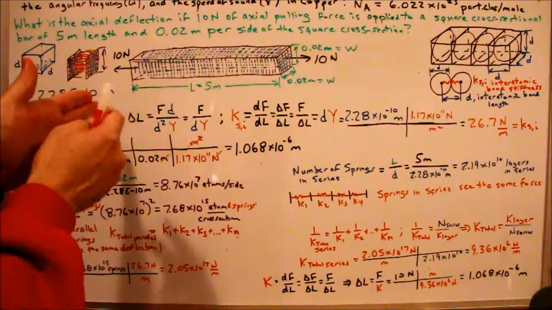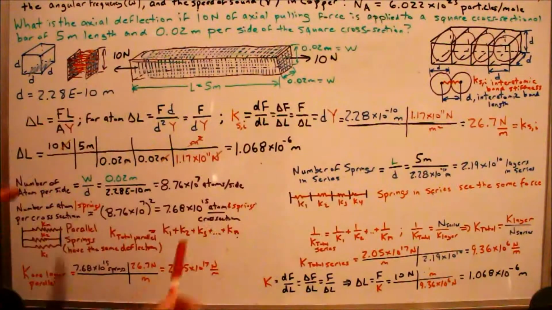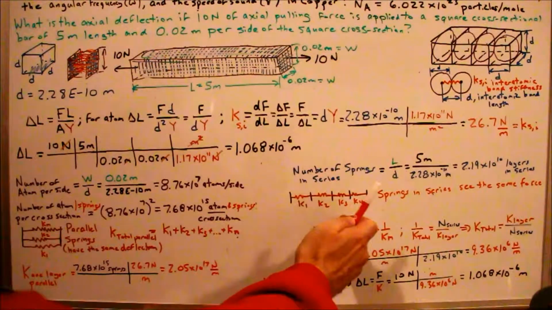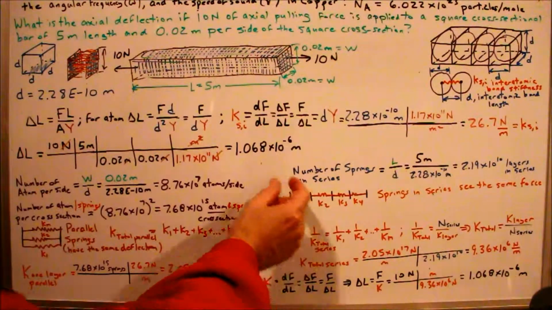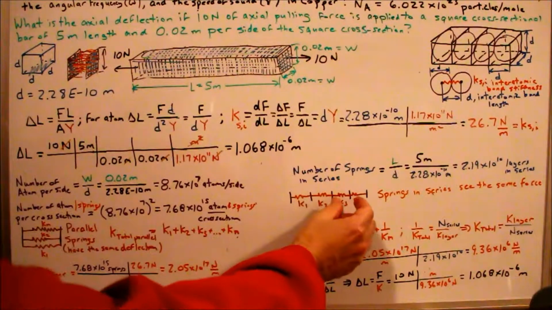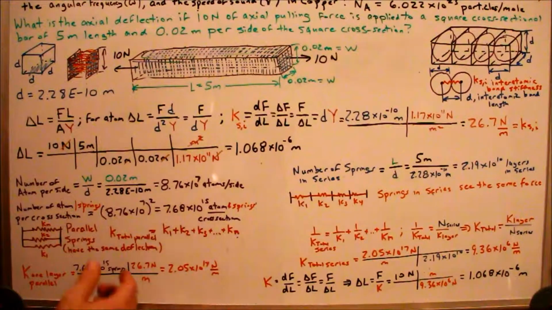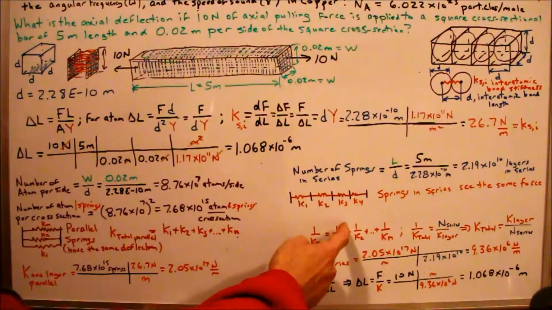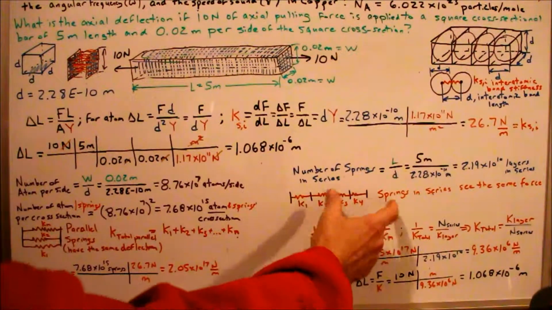And then I have all these different sandwich layers, all these layers along this whole 5 meter length. The same force acts on each one of these sandwich layers, these 10 newtons. So these springs are in series, as opposed to this in parallel. And for springs in series, the stiffness of the total is 1 over the total stiffness: 1 over the stiffness of the first spring plus 1 over the stiffness of the second spring, and keep adding up through all the springs.